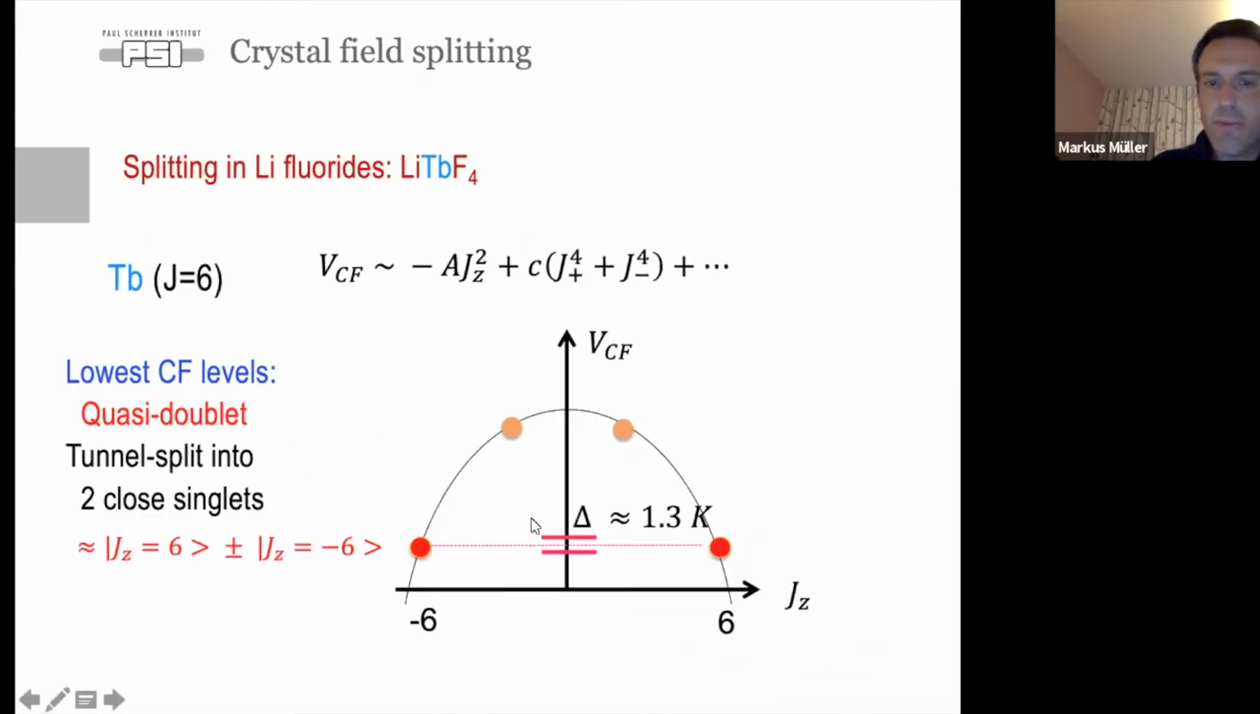If you take terbium, for example, you have a similar kind of potential, but here you can couple between left and right, and you have a tunnel coupling that goes under this huge mountain, and that leads to a very tiny tunnel splitting.